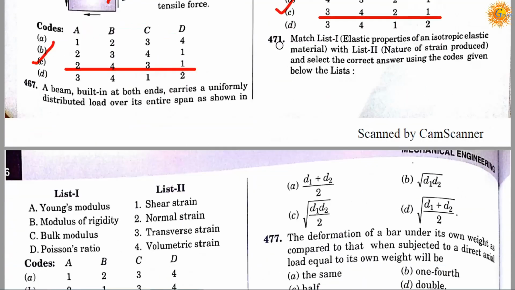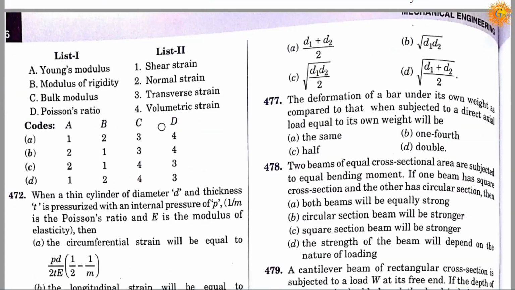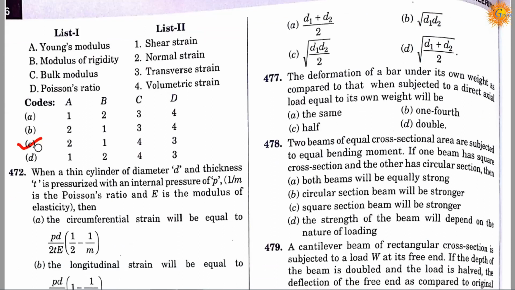Question number 471. Again, match list first, elastic properties of an isotropic elastic material, with the second list, nature of strain produced, and select the correct answer using the codes given below. The correct answer is C. According to C, Young's modulus is connected to normal strain. The modulus of rigidity is connected to shear strain. Bulk modulus is connected to the fourth, volumetric strain. And Poisson's ratio is connected to transverse strain.